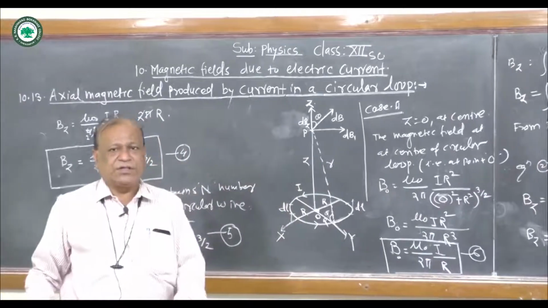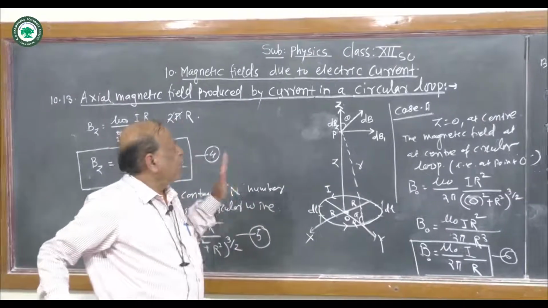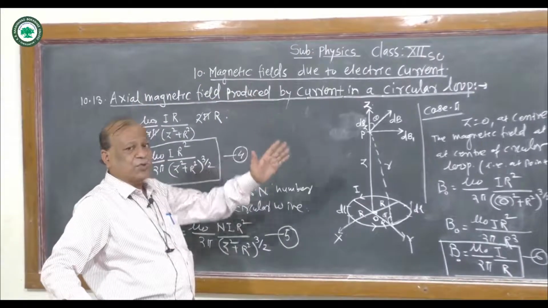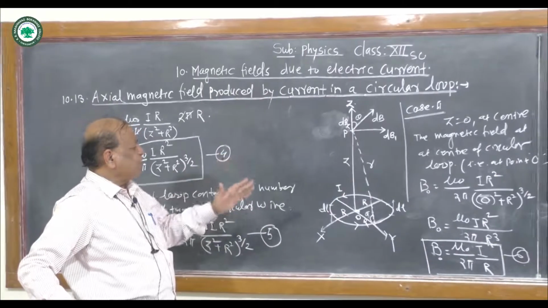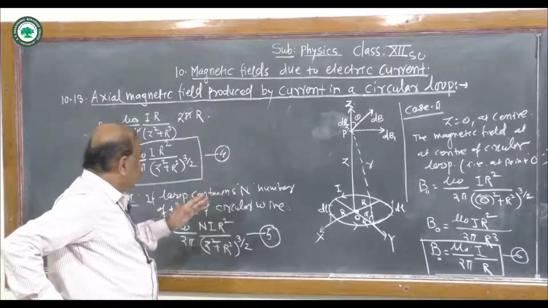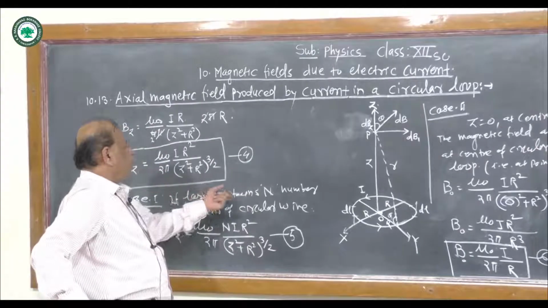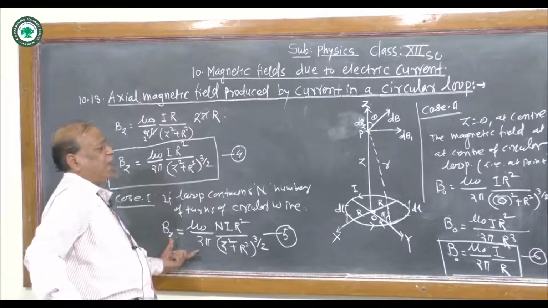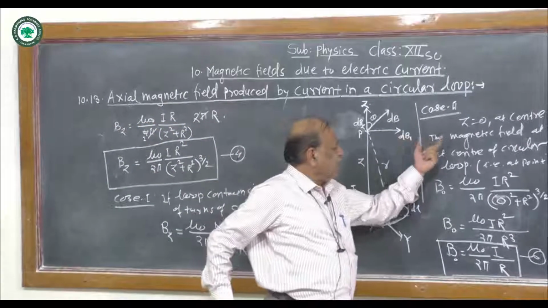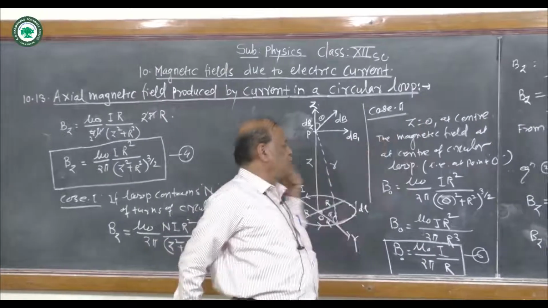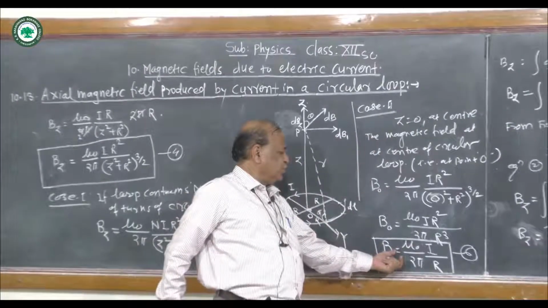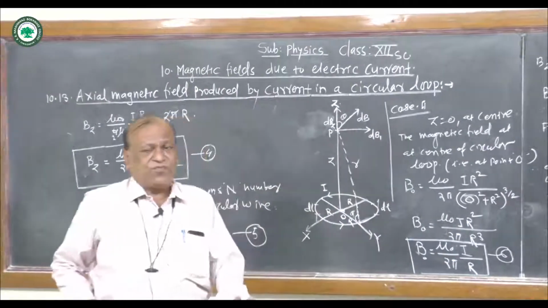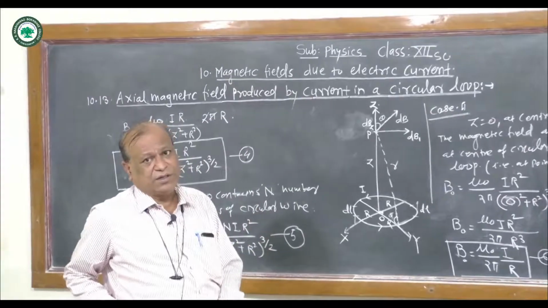And now in this way we finish this article, axial magnetic field produced by current in a circular loop. And from that equation we take the two special cases: if the loop contains n number of turns, then what is the value of that magnetic field, and what is the magnetic field at the center, means put z is equal to 0 in that equation, we get B0 is equal to mu 0 upon 4 pi N I upon r. And now we can finish this small article here. Okay.